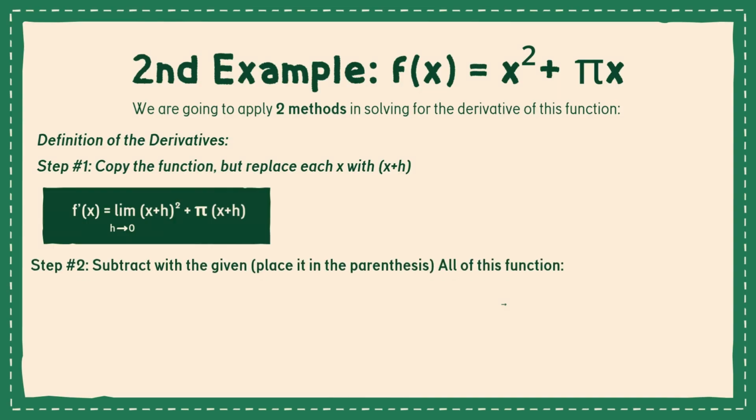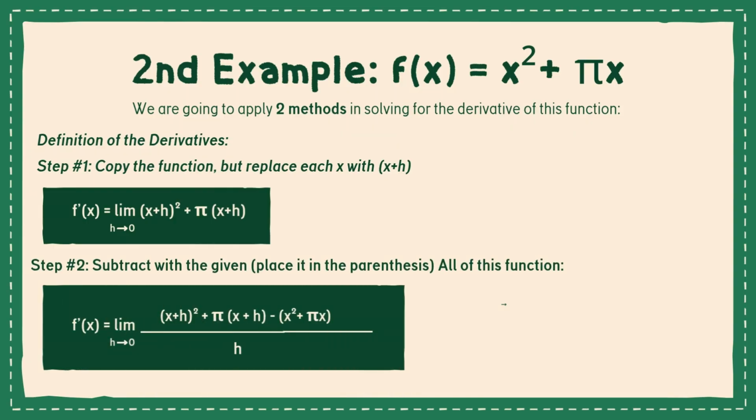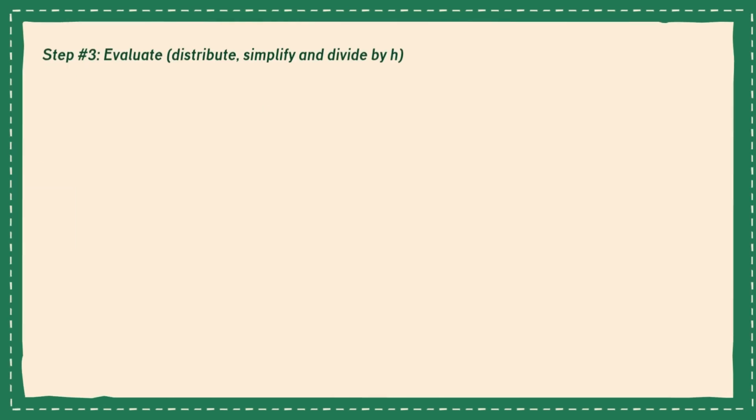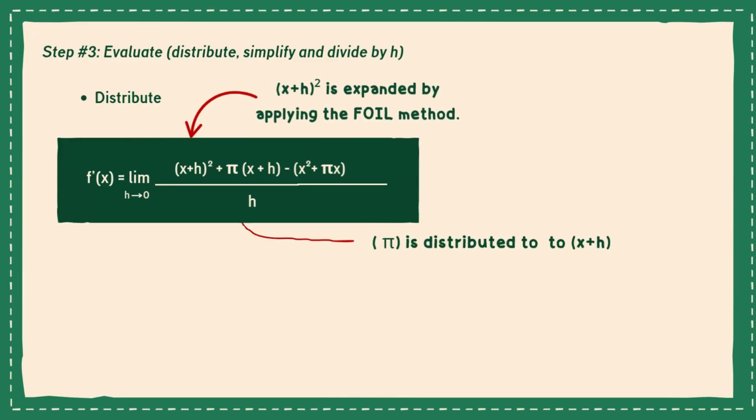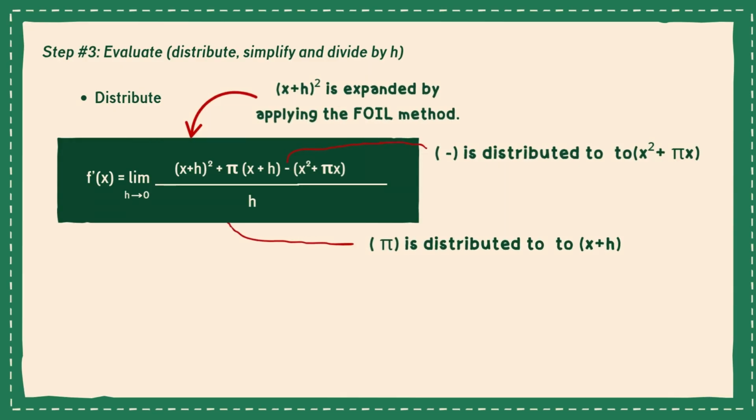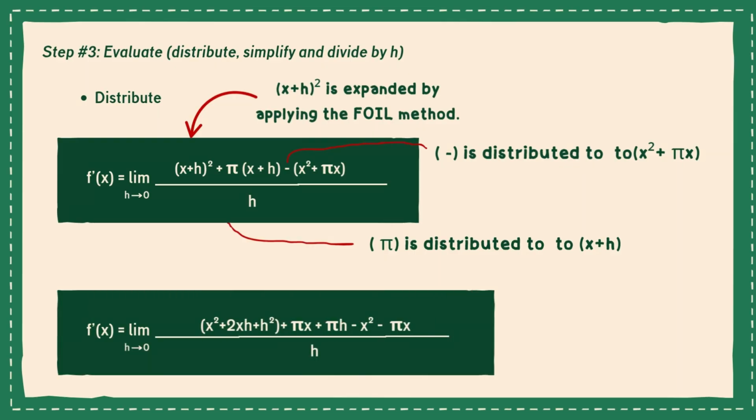Step 2, subtract with the given. Place it in the parentheses and divide it by h. Step 3, evaluate, which means to distribute, simplify, and divide by h. Distribute the sign to the function inside the parentheses. (x plus h) squared is expanded by applying the FOIL method. Pi is distributed to x plus h, and the negative sign is distributed to x squared plus pi x.